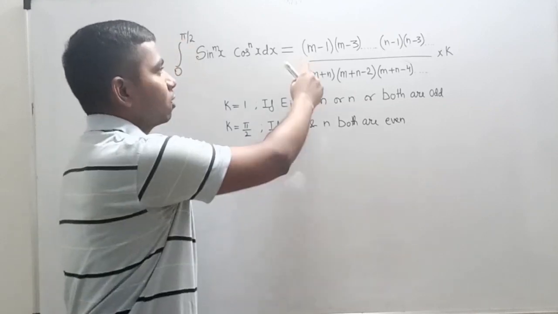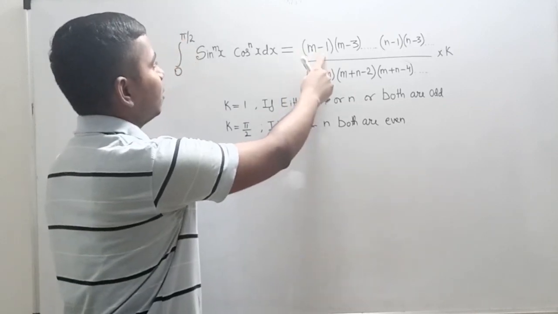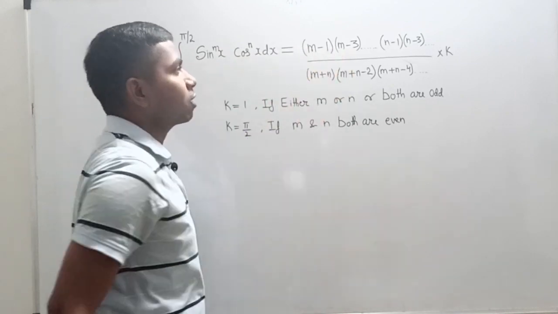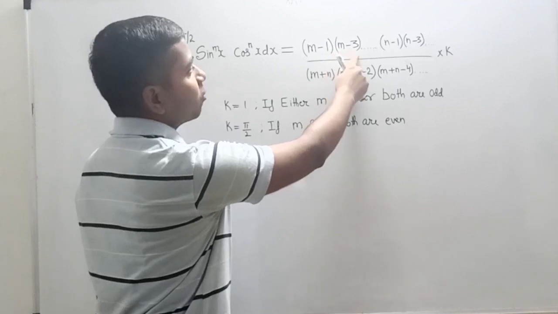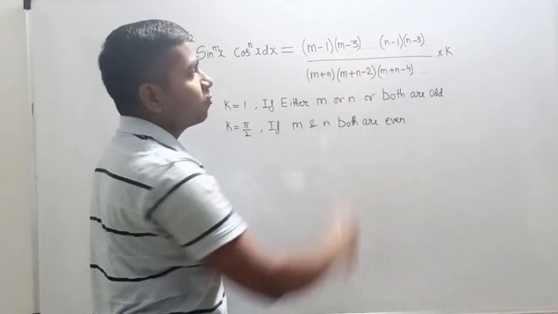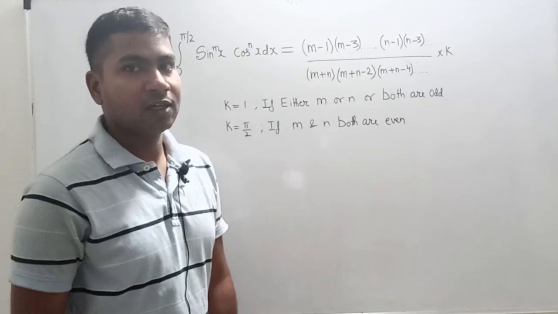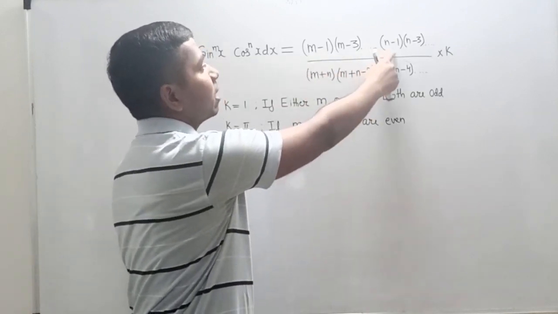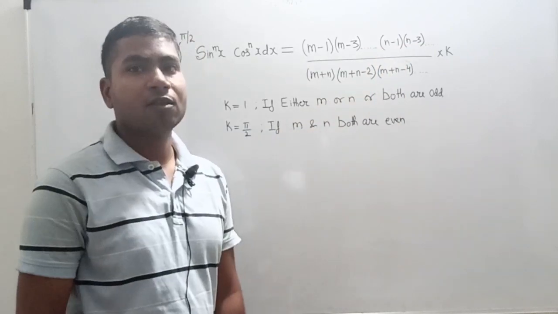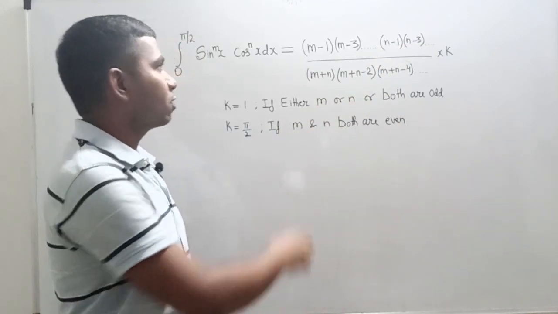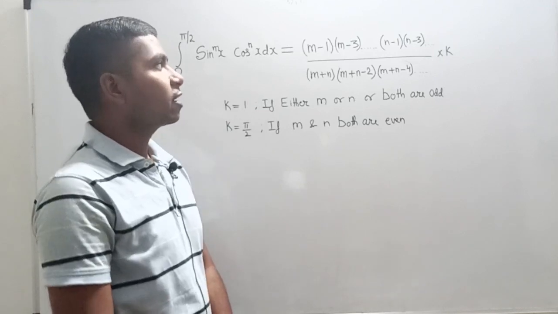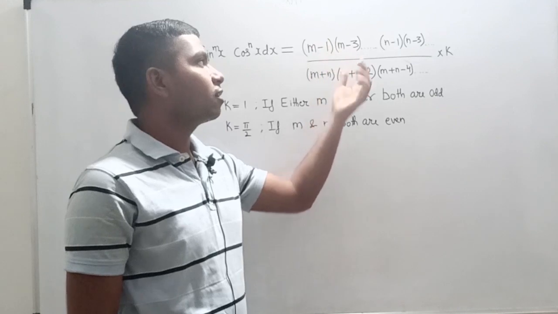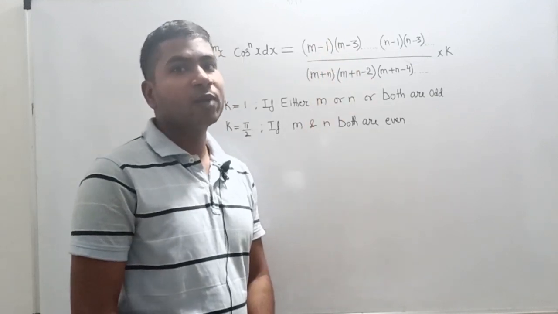So let's see. It is equal to m minus 1, where m is the power of sin x, then again m minus 3, and then we are subtracting odd numbers, like m minus 1, m minus 3, next m minus 5, then m minus 7. Similarly, multiplied with n minus 1, n minus 3 and n minus 5 and so on. Here n is the power of cos x, so we subtract odd numbers from the n value and the m value, and we write them in our numerator.